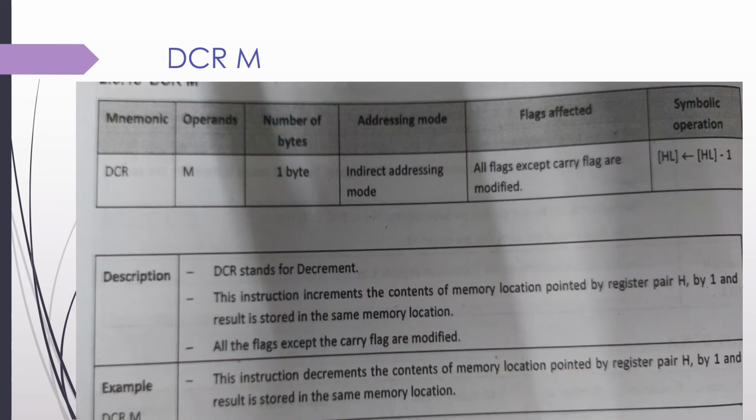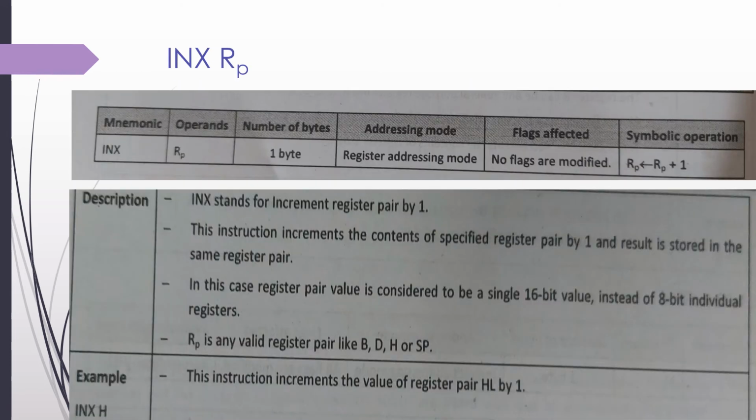Next, DCR M. As we have done INR M, here also we can decrement the content of memory by 1. So the address in HL pair, the data at that place is decremented by 1. It is also a one byte instruction, indirect addressing mode, and all flags except carry are modified.